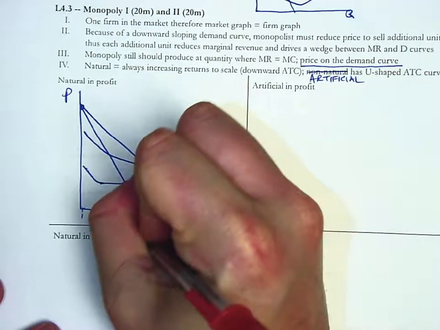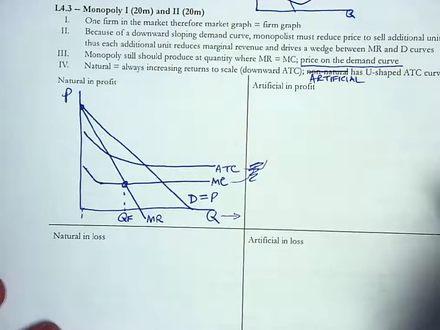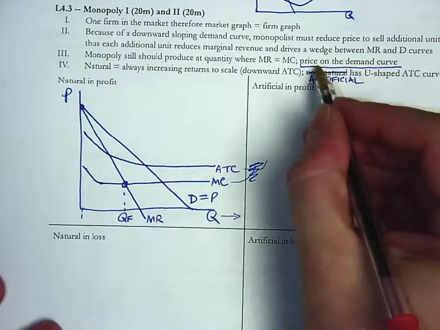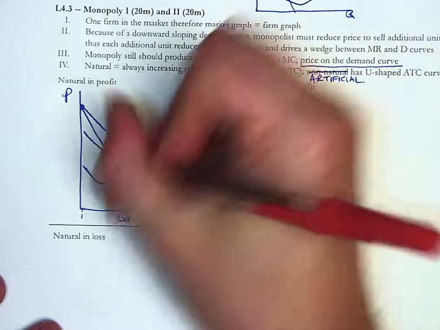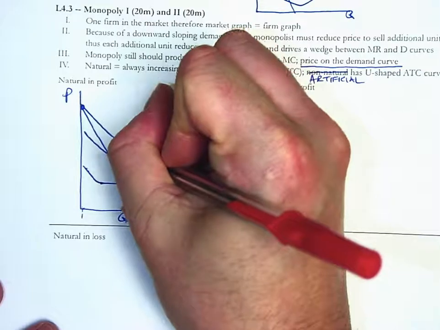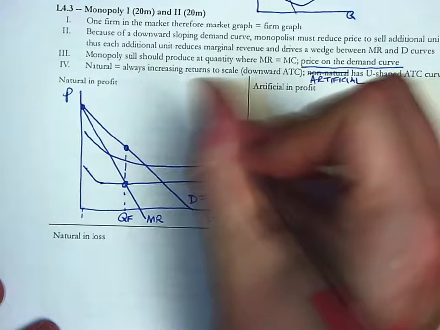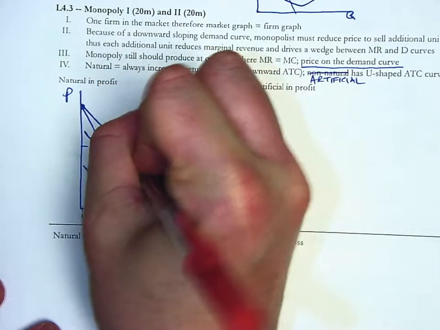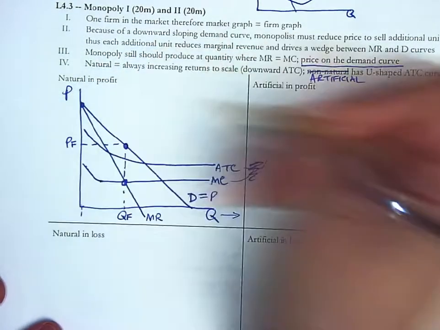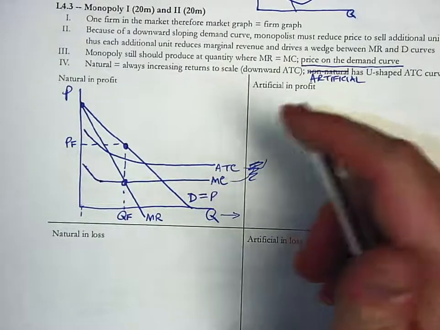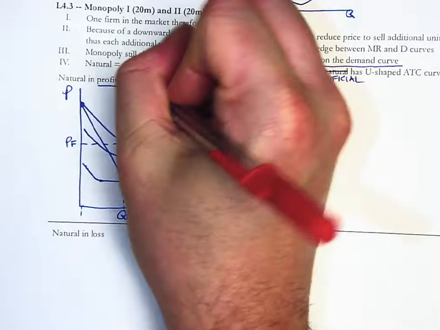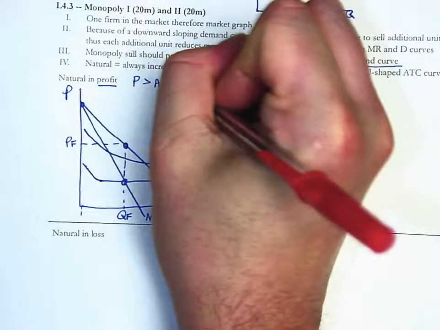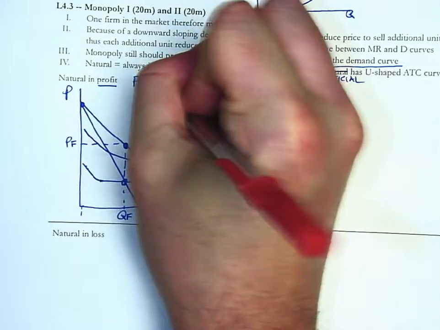Quantity. I'm going to write QF. That's also the quantity in the market. And then it says price on the demand curve. So then we go up to the demand curve. That's the price. Okay, so then we go across, dotted line, price that the firm charges. And then, since it is a profit, price is greater than ATC at QF.